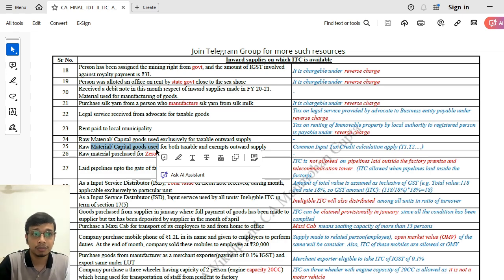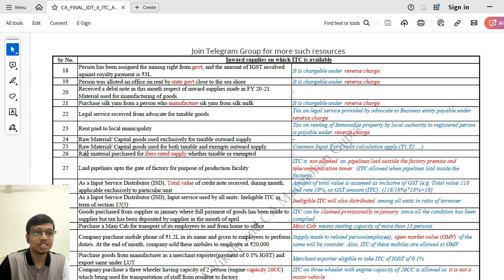In case of used by both exempt and taxable supply, then common ITC we have to calculate as per ITC chapter. So इसमें common tax credit calculate होगा. So उस बेस पे हम डिस्ट्रीब्यूट करेंगे कि कितना टैक्सेबल है कितना एग्जेम्प्ट के लिए यूज हुआ है. नेक्स्ट, रॉ मटेरियल परचेज फॉर जीरो रेटेड सप्लाई वेदर टैक्सेबल और एग्जेम्प्ट गुड्स.